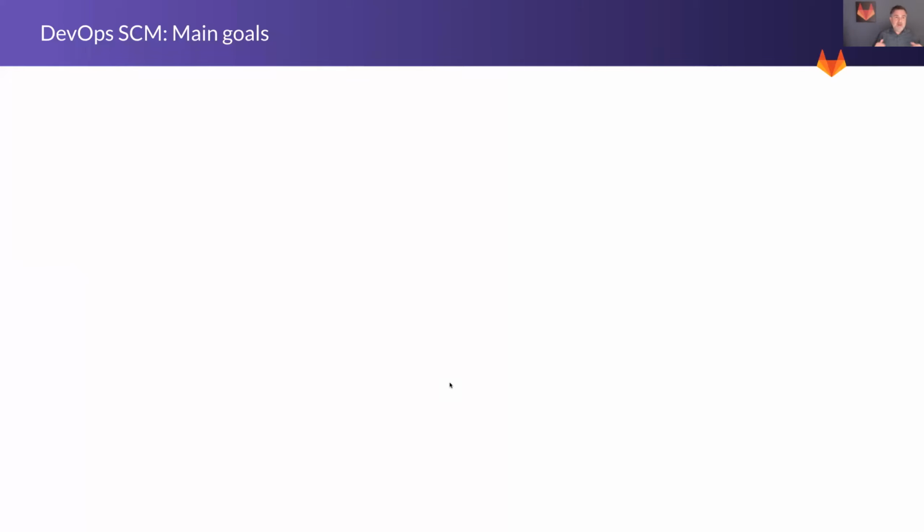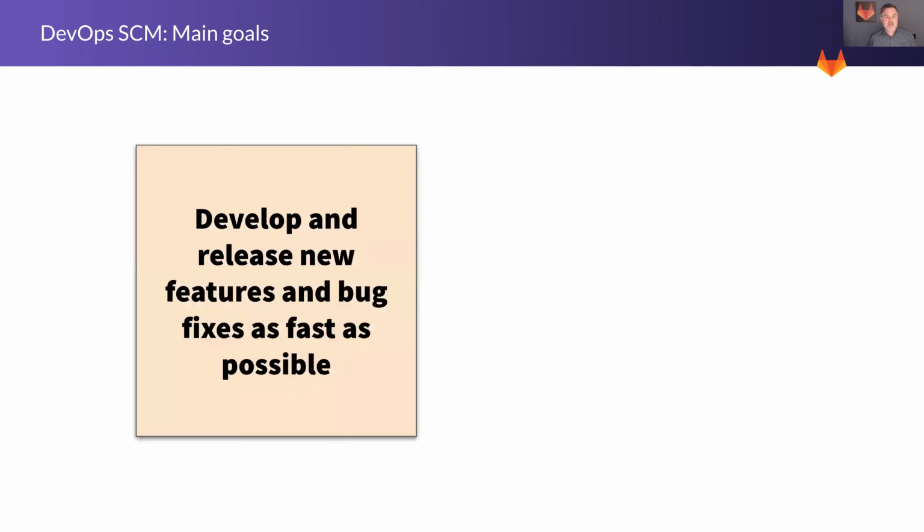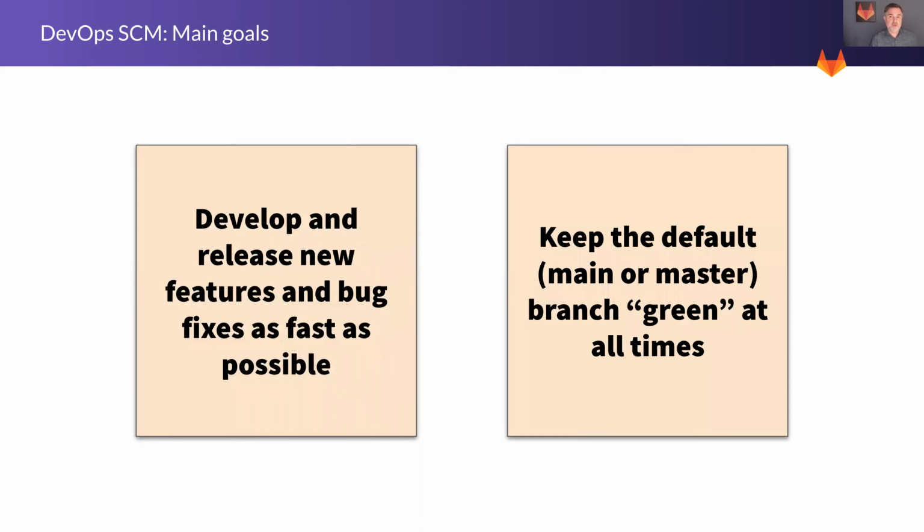So if we step way back to the main goals of source code management in DevOps, I'm really identifying two goals here. The first one is develop and release new features and bug fixes as quickly as possible, right? You always want to be developing as fast as possible and releasing as fast as possible, but you also want to keep your default branch green. And this is really important if you're working at a high velocity, because if your default branch becomes tainted, it goes red, then it can bring your entire development operation to a halt while everyone tries to figure out how to fix it. And so you never really want that to happen.